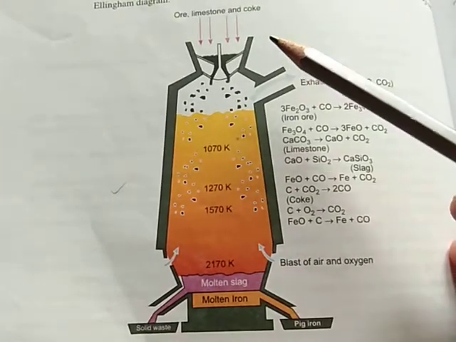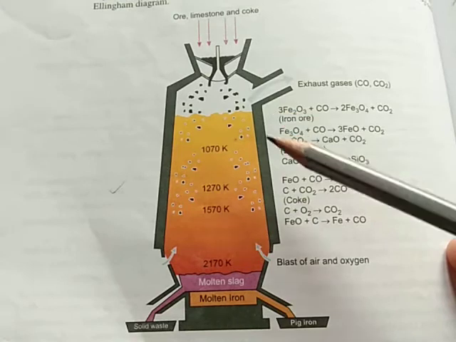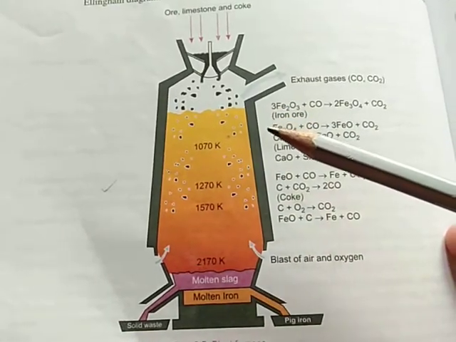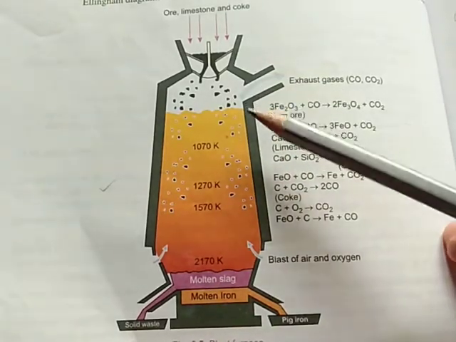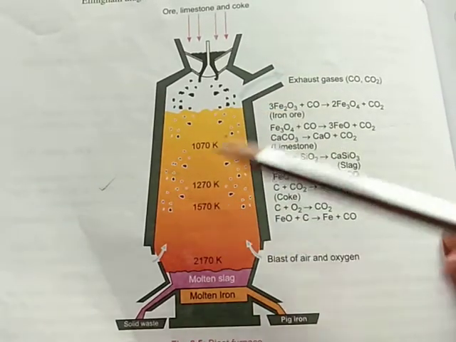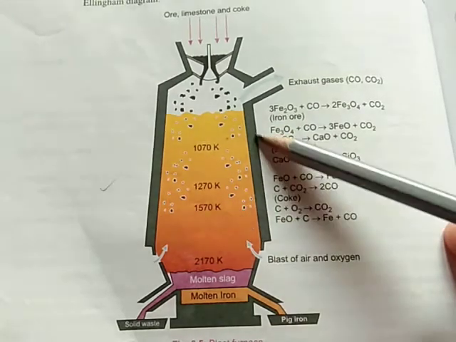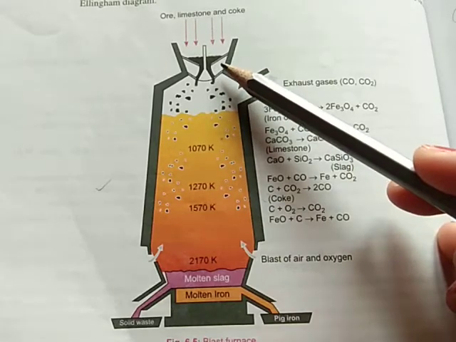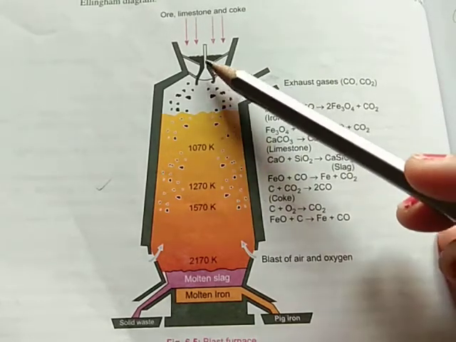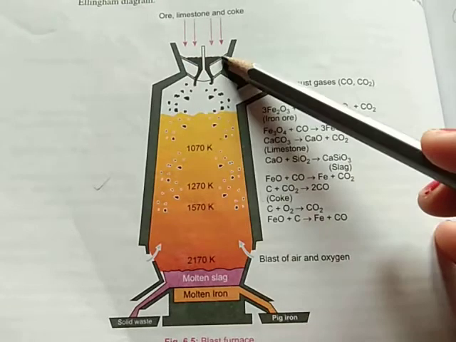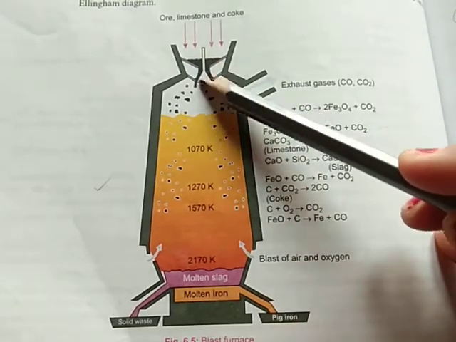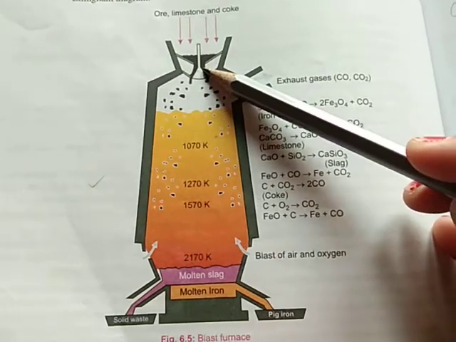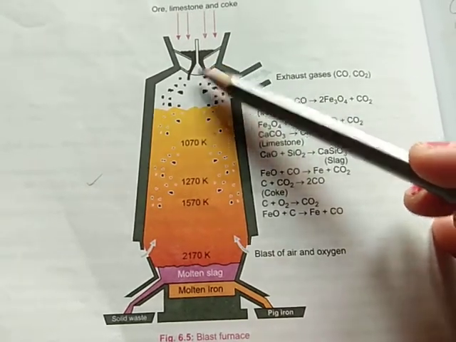This is the diagram of a blast furnace. This furnace is made up of steel lined with fire bricks. It is narrow at the top and is provided with a cup and cone arrangement, like this, which prevents the exit of gases during the charging of the furnace.